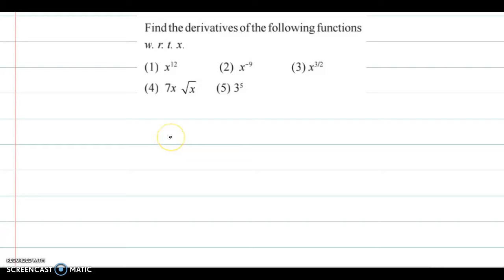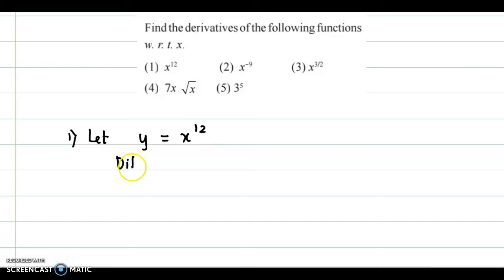Hello and welcome back. We now discuss a few examples from derivatives. The question is: find the derivatives of the following functions with respect to x. The first function here is x raised to 12. So let y be equal to x raised to 12.